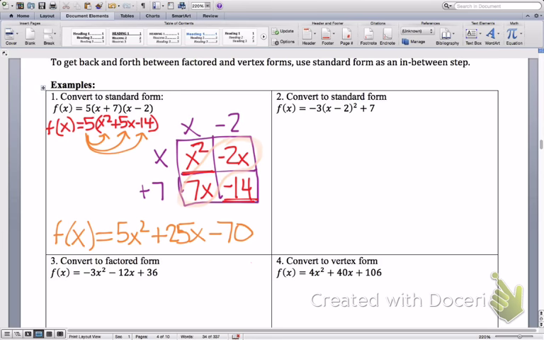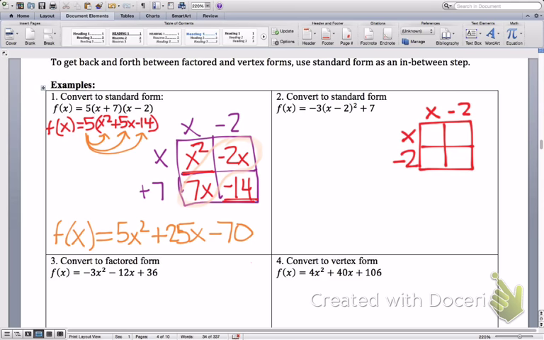Let's go ahead and move on to number 2. We're going to convert from vertex form to standard form. Again, it's just multiply everything out. I'm going to start with a box. I'm going to start with this section right here, the x minus 2 squared. I'm going to draw my box here. Remember, x minus 2 squared means there's two x minus 2's.